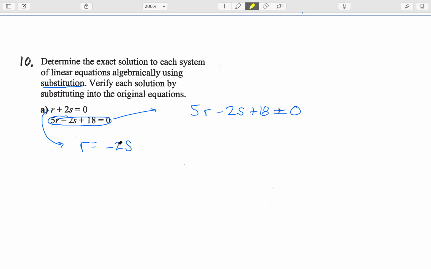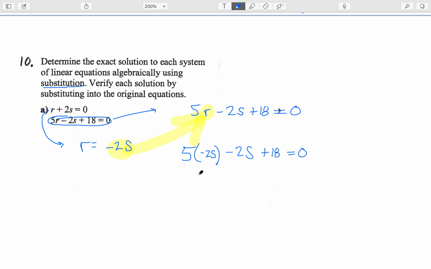Here's what I'm going to do. R is equal to 2s. This is going to go right into there. See, this is a substitution, so I just plug it straight into there. 2s is going to go into there, not into there. R is equal to 2s, so wherever I see the R, I'm going to replace it with a 2s. So here we go. 5 times R minus 2s plus 18 is equal to 0.